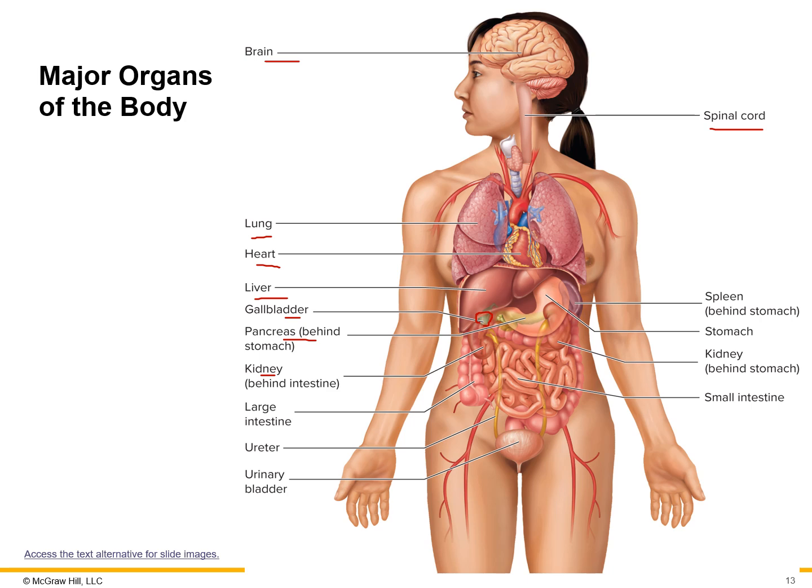Again, the kidneys for excretion, which are behind the intestines, our large intestines, then getting into our urinary system, the ureter and the urinary bladder to empty that urine. We also have the spleen there behind the stomach that helps with our immune system. Of course, our stomach for digestion, kidney on the other side, and then our small intestine.